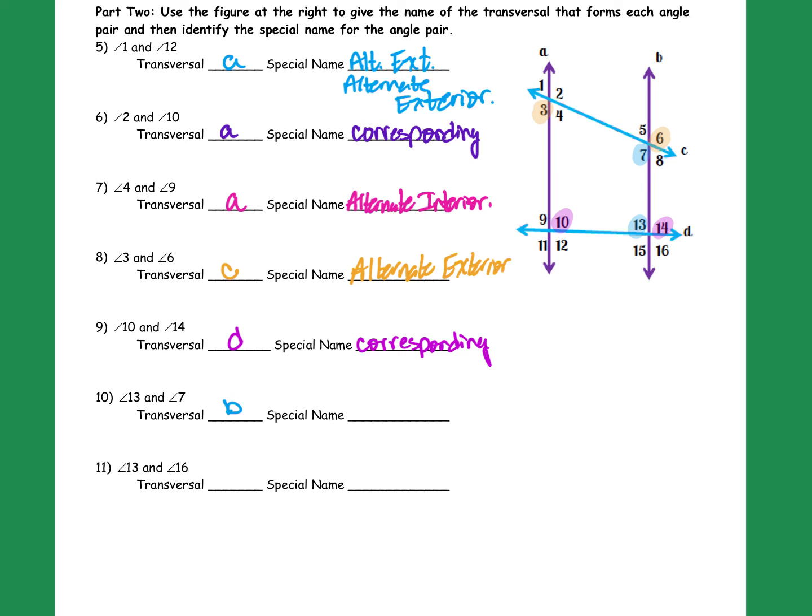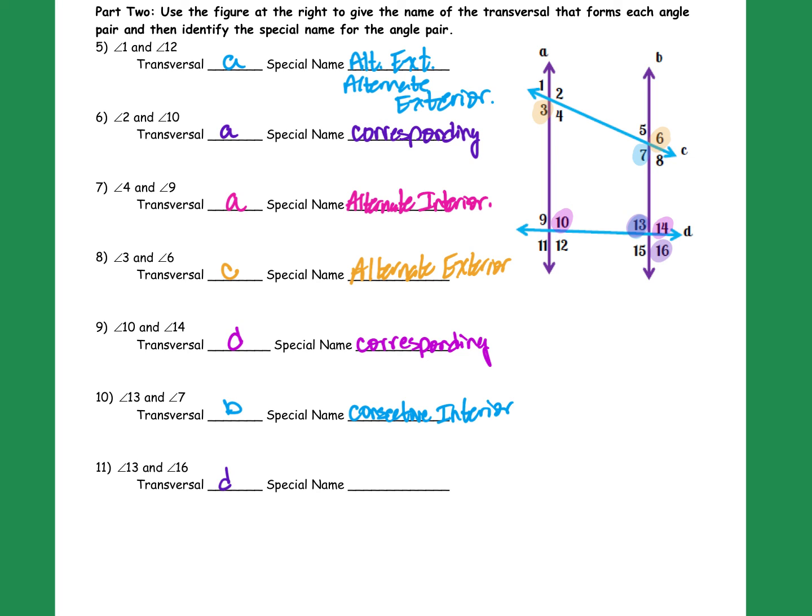And what are they? Corresponding? No. Not corresponding. Consecutive. Consecutive interior. Nice. And then the last one, 13 and 16 is D, okay.